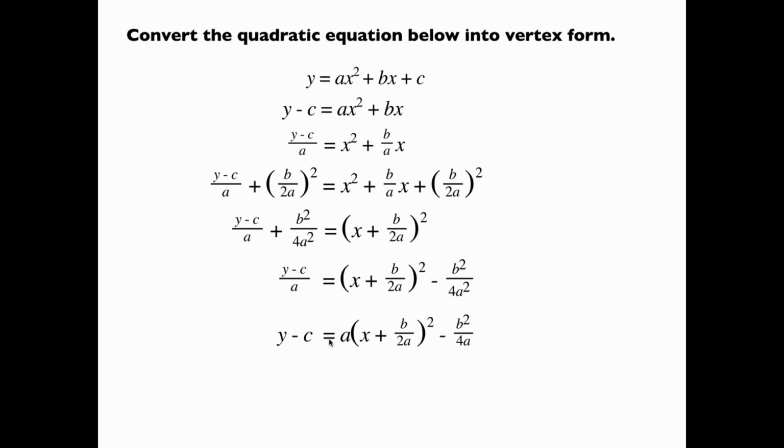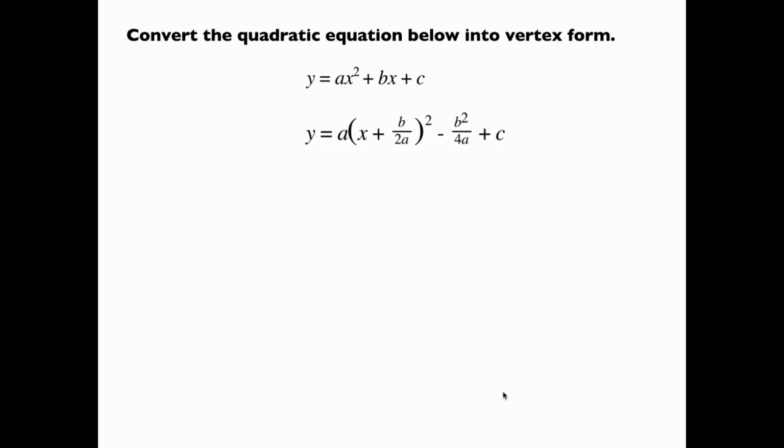So now we're just one step away from solving for y. So we're going to add c to both sides. And now we have y equals a times x plus b over 2a, close parentheses, squared, minus b squared over 4a plus c. Whew! That was a lot of work. Was any of this necessary? Well, except for the fun that you experienced accomplishing this, yes.